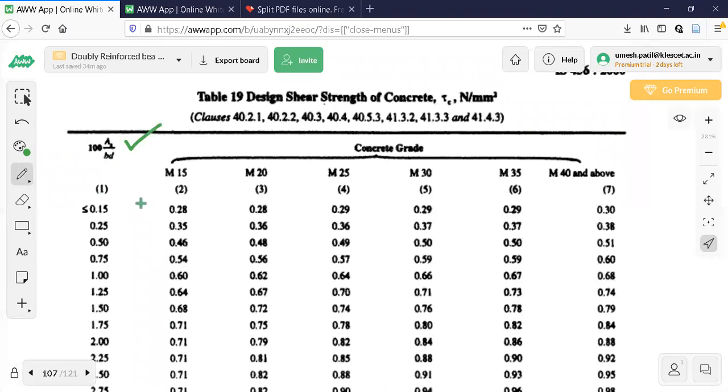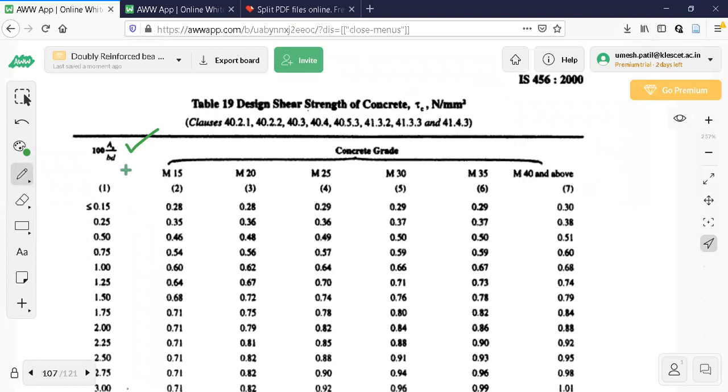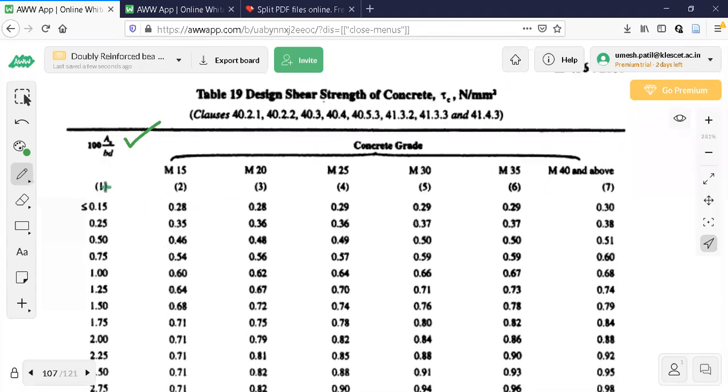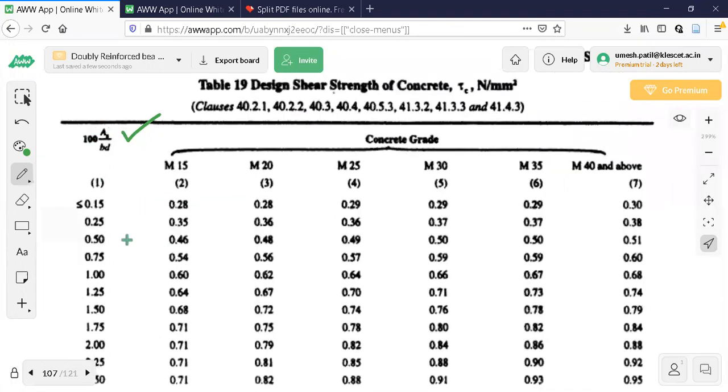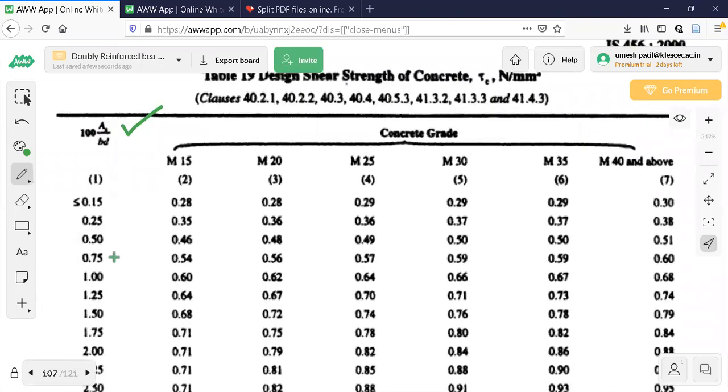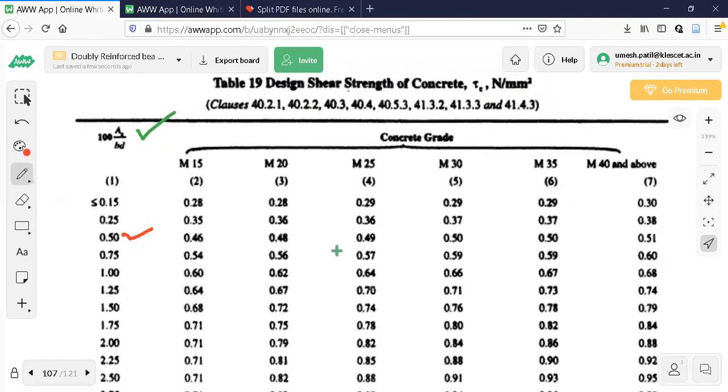As I told you, 4 bars of 12 mm, from this one AST is used, and BD are the dimensions of the beam, which is given in the analysis problems. Let us say PT, this is all called PT. Let us say PT is 0.25 in a given problem. Let us say I am getting for a given problem PT as 0.5. Then how to find the shear strength of concrete?